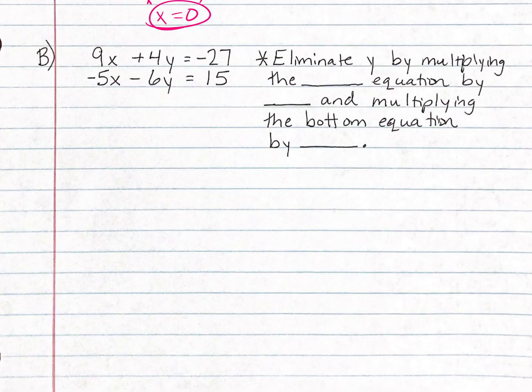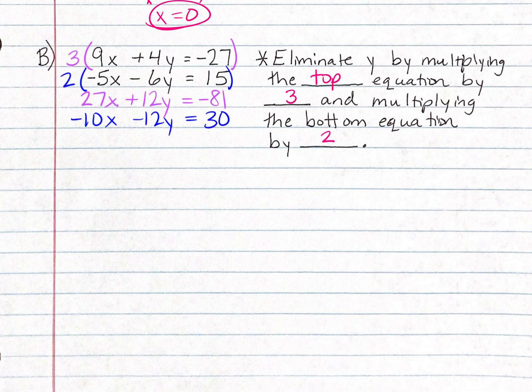For our last problem, notice that we do not have an x that's a multiple of the other, or a y that's a multiple of the other, so we're going to have to eliminate y by multiplying the top equation by 3 and multiplying the bottom equation by 2. So in this case, we're going to change both equations. So I multiplied the top equation by 3. I've multiplied the bottom equation by 2. These look like the distributive property, where we're multiplying each term by the multiple.